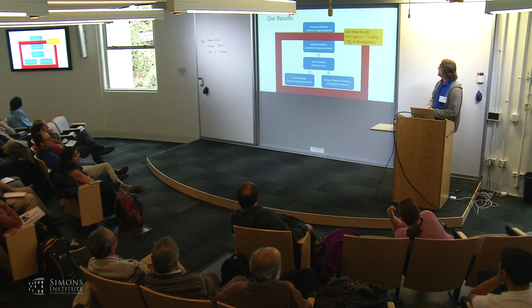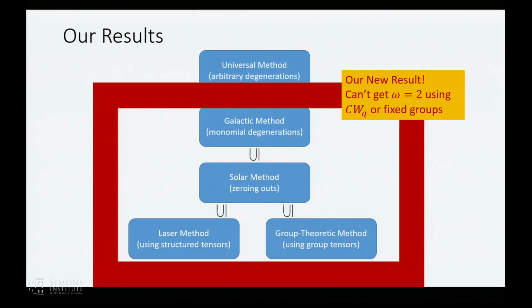So the picture really looks like this, that we prove a lower bound against the galactic method for all of these different tensors. Okay, and in the rest of the time, I'm going to show you pretty much the entirety of our proof of the lower bound for the Coppersmith Winograd tensor. I think it's relatively simple, so I should be able to explain almost everything about it.